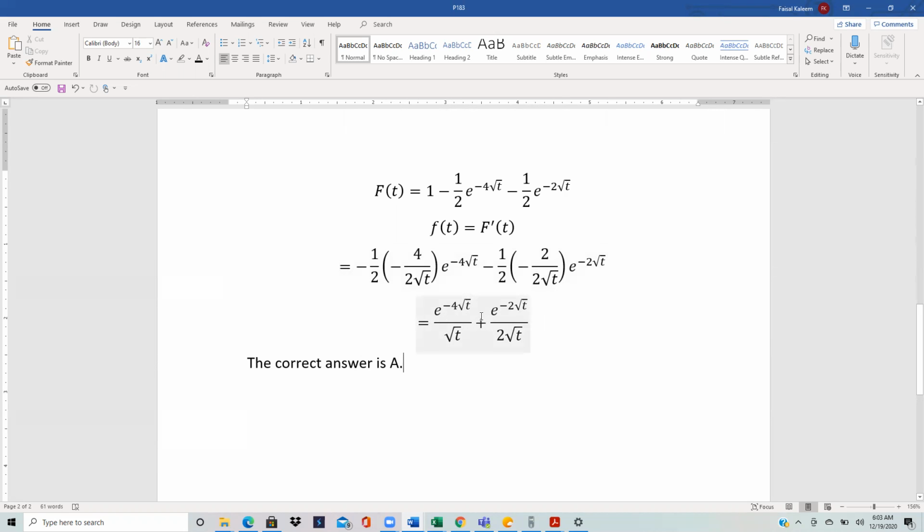And this ends up being choice A. It's just written, they wrote the second term first, plus the first term second, but the order of addition doesn't matter. So it was A.